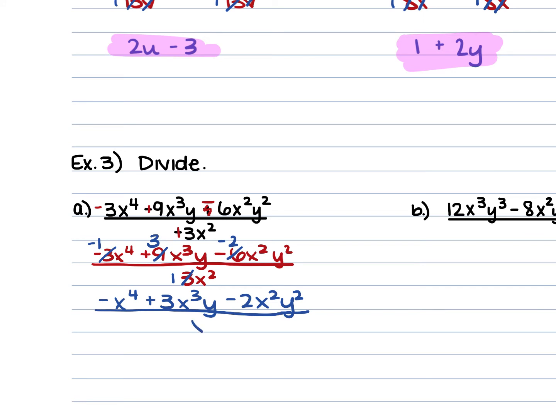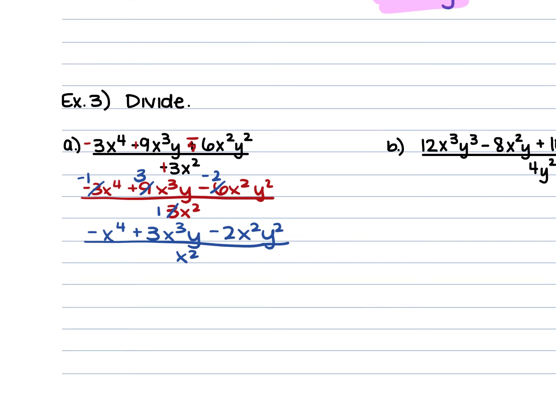all over x squared. If you remember what we did in 11.2, if you are dividing your powers, you are subtracting their exponents if the base is the same. So anywhere you have an x in the numerator, you're going to divide it by the x squared in the denominator by subtracting 2 from its power. So this x squared cancels out. You're going to subtract 2 from the 4, 2 from the 3, and 2 from the 2 on all of those x's in the numerator. So this gives us negative x squared plus 3xy minus 2y squared.